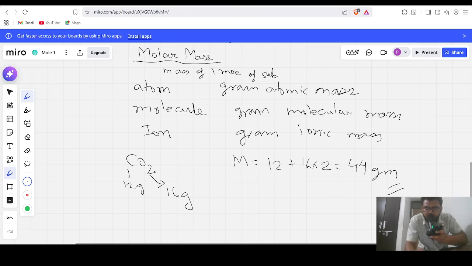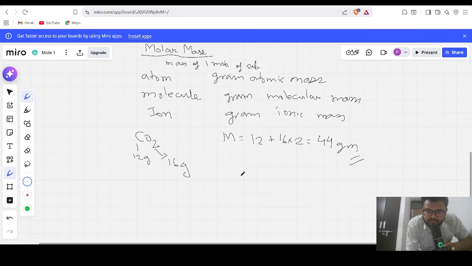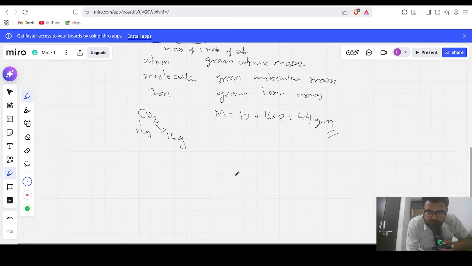Got it? I hope everything is clear till now. Now we will move further to calculate some questions. Some questions I will take now, then we will study further. Note down simultaneously whatever I am writing, and any doubt, mention it in the comment section.